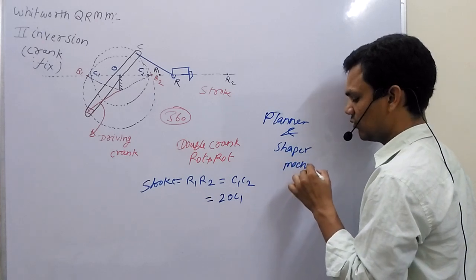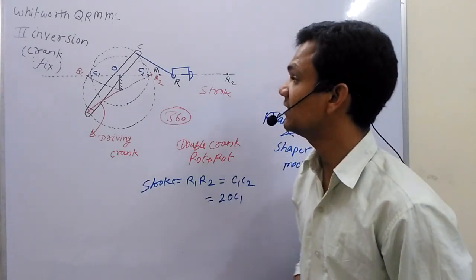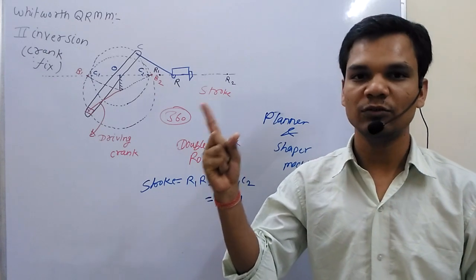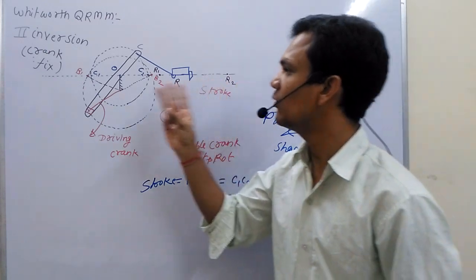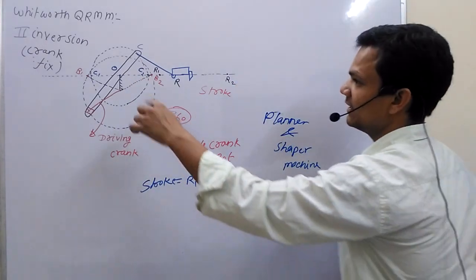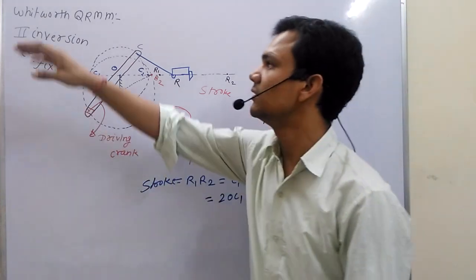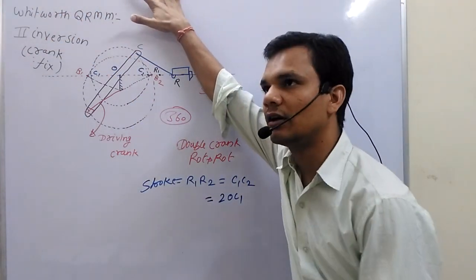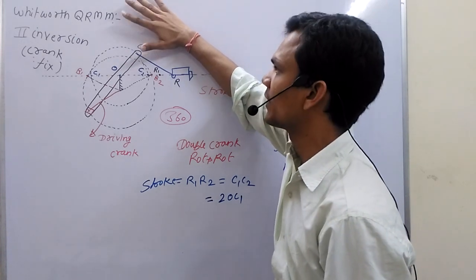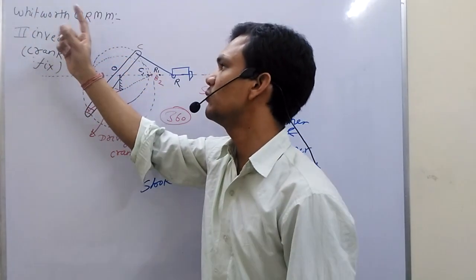Now at present we use the crank and slotted quick return motion mechanism, because in that case there are three deciding factors: length of the connecting rod, length of the crank, and length of the slotted bar. Now in this case there is only one deciding factor, that is the radius of the small circle. By increasing or decreasing the radius, we can change the stroke. So this is the second inversion of the single slider crank mechanism, which is the Whitworth quick return motion mechanism.